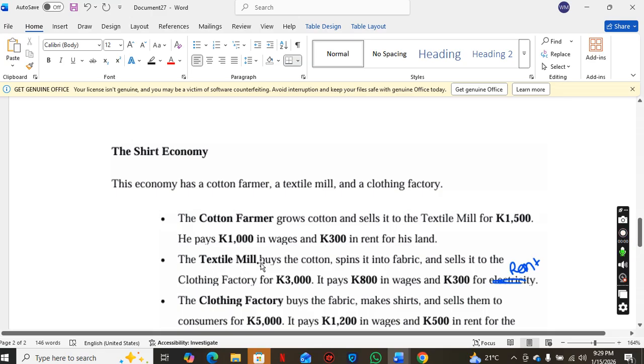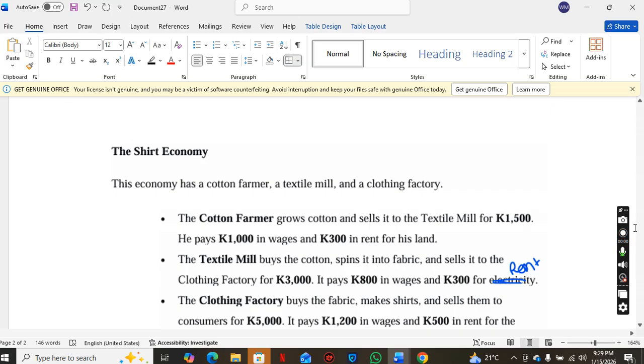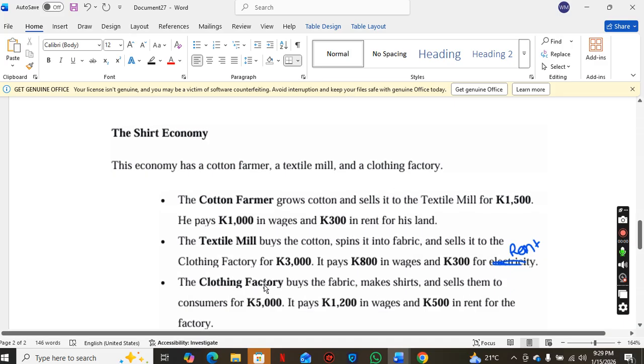The textile mill buys the cotton, spins it into fabric, and sells it to the clothing factory for 3,000 kwacha. It pays 800 kwacha in wages and 300 kwacha for rent. The clothing factory buys the fabric, makes the shirts, and sells them to consumers for 5,000 kwacha. It pays 1,200 kwacha in wages and 500 kwacha in rent for the factory.